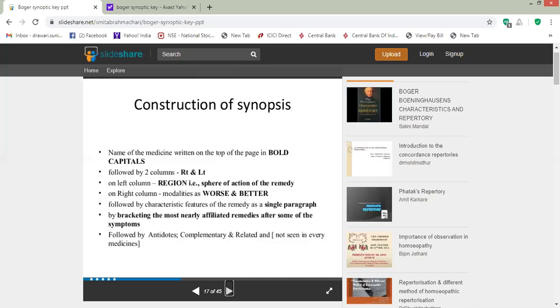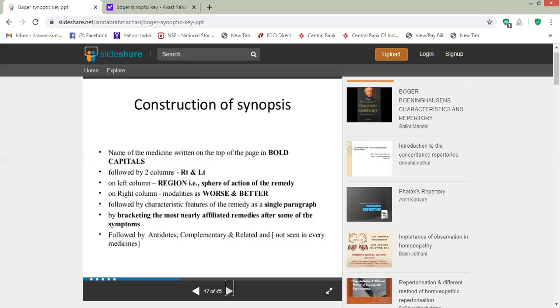So on the top of the page, the name of the medicine is given. There are two columns on each page, right column and left column. On the right column, all the modalities, aggravations and ameliorations, are given, and on the left column the region or the sphere of action of the remedy is given, and it is followed by the characteristic features of the remedy as a single paragraph.